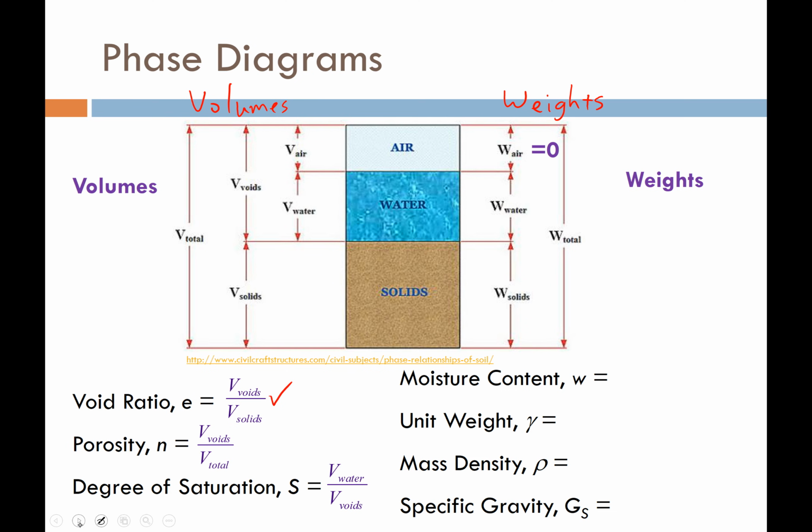Moving on, when we get to some parameters that relate to weights, we have the moisture content, which is very important and widely used in geotechnical engineering. That's just the ratio of the weight of the water divided by the weight of the solids. So that ratio is just going to give us an idea of how much water is in the soil in terms of weights. The unit weight of the soil is something that is pretty well known. Unit weight is just going to be the total weight divided by the total volume.